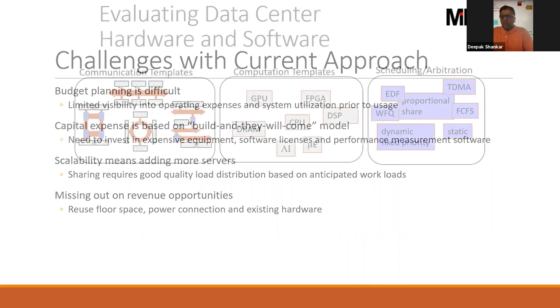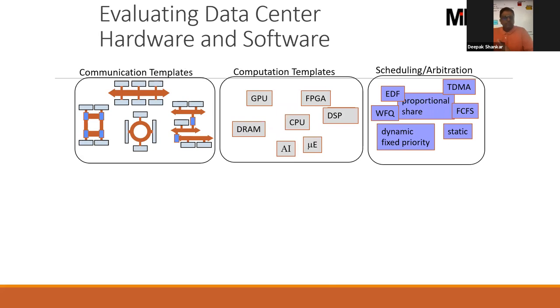So what we're proposing is to evaluate the data center hardware and software before you go off and build a product, with the product in this case being the co-location or data center. We start off with three different templates. We have the communication template, which is all the inter-process communication, the interfaces, the connectivity between storage and the compute servers, the communication between the hardware and software, all of those attributes. Then we have the compute or computation templates, and finally, how we schedule it.